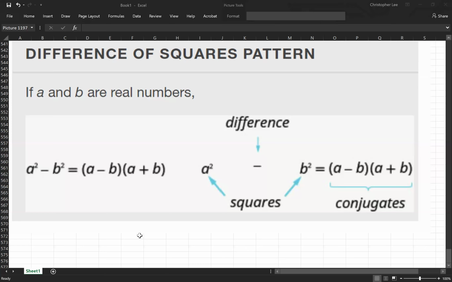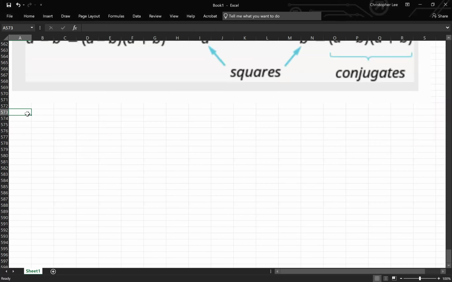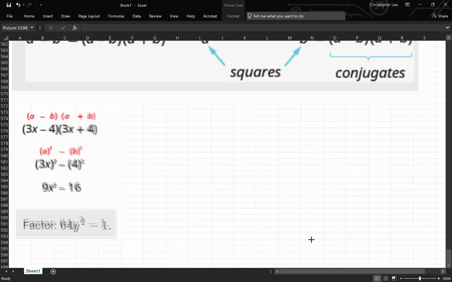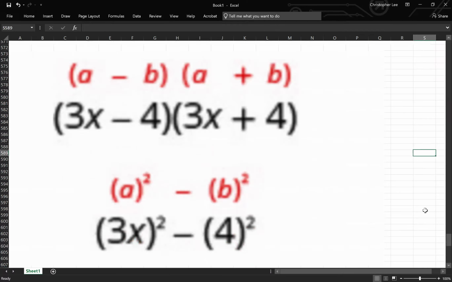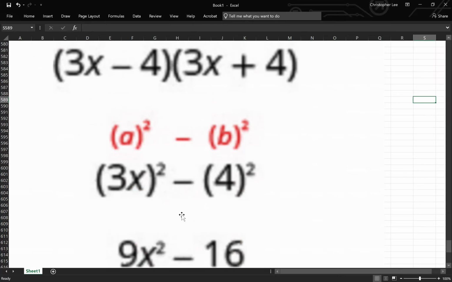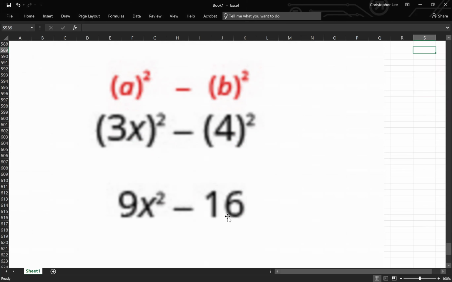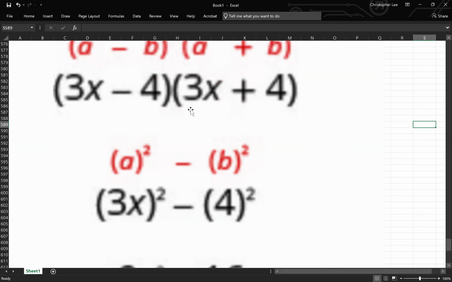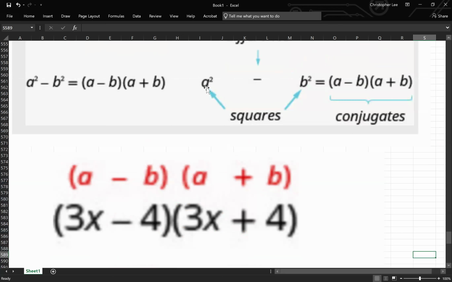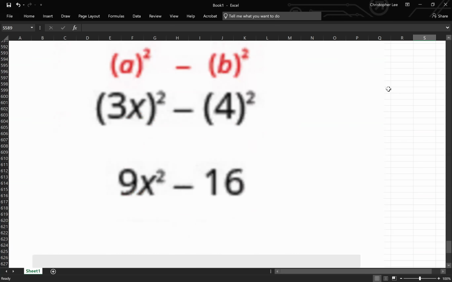If we were multiplying, for example, say I had 3x minus 4 times 3x plus 4, I would just FOIL that out and come back to A squared minus B squared, which is 3x squared minus 4 squared, or 9x squared minus 16. Again, this is factoring, so I want to go in reverse. I want to go from 9x squared minus 16 up to 3x minus 4 times 3x plus 4, and we use this pattern. If we have a difference of two perfect squares, difference means subtraction, the factors are going to be one positive and one negative, conjugates of each other. Let's try this out.